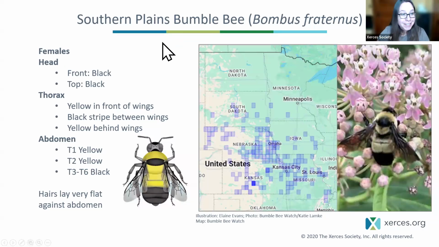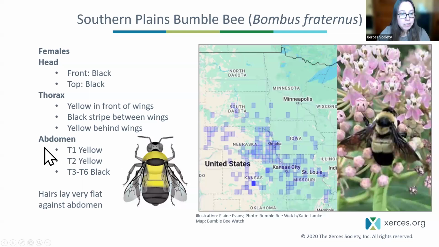This bee is called the southern plains bumblebee because you find it in the southern plains. So you're not going to really see it in Minnesota hardly ever. You're not going to see it in North Dakota. But you will see it in the southern extent of the Midwest. This species is threatened. It has actually been petitioned for listing as an endangered species relatively recently, so a species that we're really interested in.